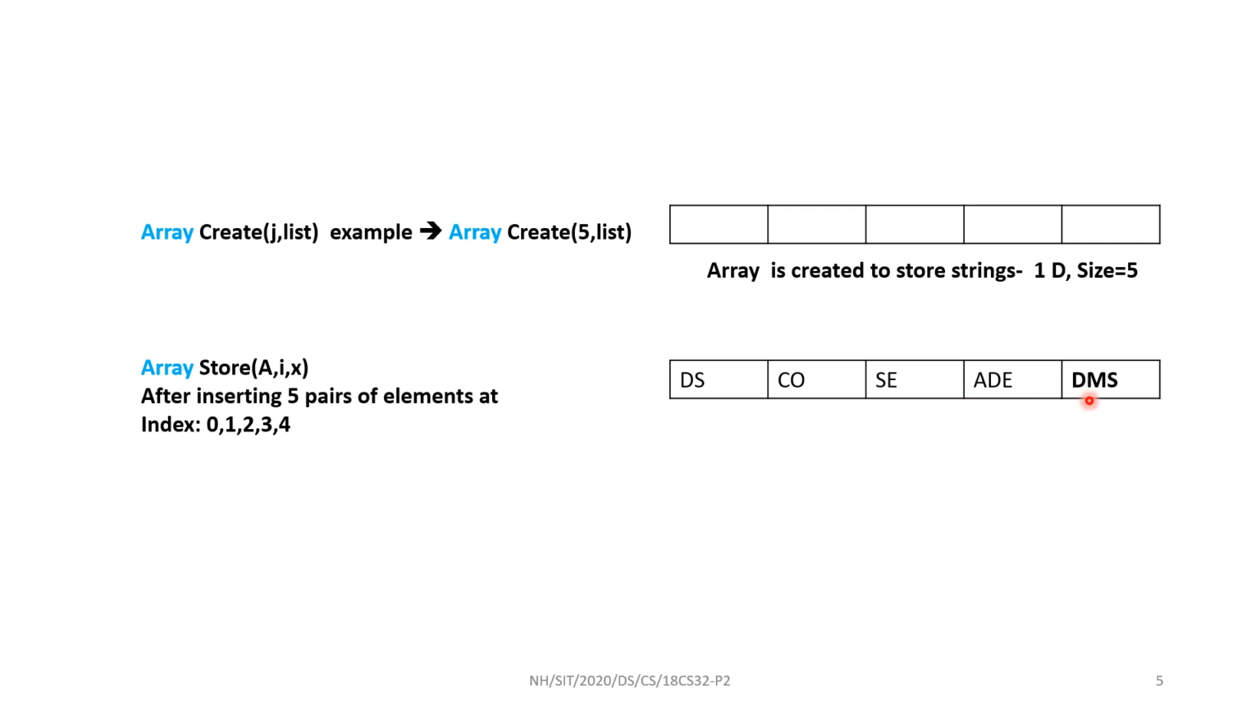Index 4. So after that, compared to the previous 4 elements, that array is now modified. This modified array will be returned, having DS, CO, SC, AD and DMS as data elements. This is the highlighted data item.